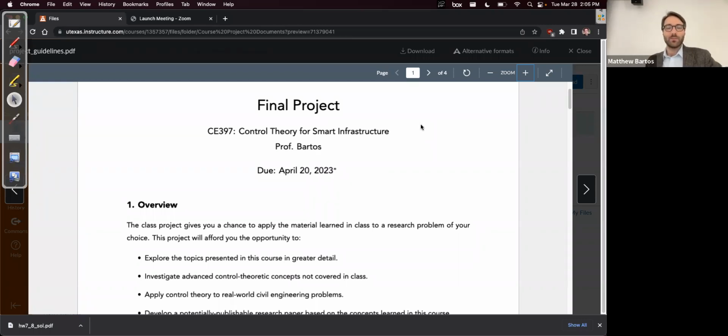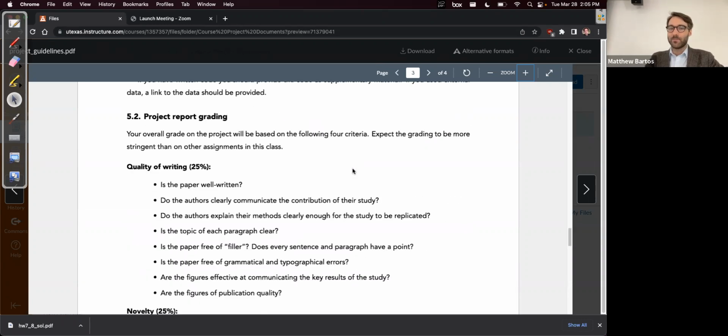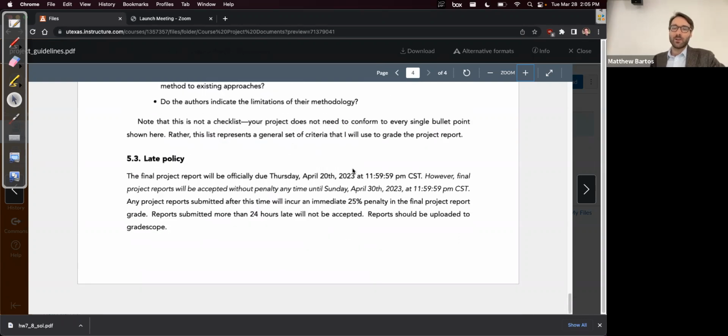The first thing you might want to note is the due date, which is officially listed as April 20th, 2023. But note this asterisk here. Officially, the project report is due on April 20th, which is the last day of class, at 11:59 p.m. However, final project reports will be accepted without penalty anytime until Sunday, April 30th at 11:59 p.m. CST. So you get an extra 10 days from the official due date to turn it in.